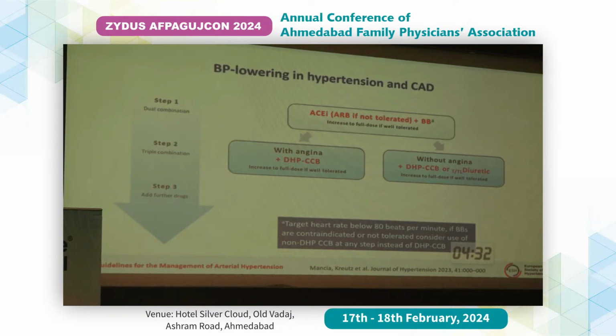Then we can go with angina, then DHP CCB can be used, like diltiazem also. And if there is no angina, then we can go with diuretics. That's what the target should be: 120 systolic and 80 diastolic, and the heart rate should be below 80 beats per minute. If beta blockers are not contraindicated, we must use beta blockers in this type of patients.